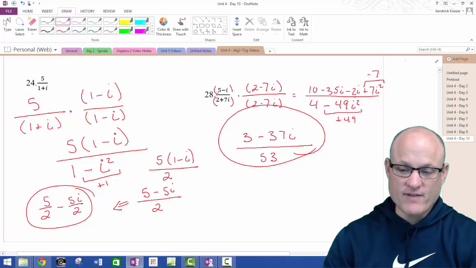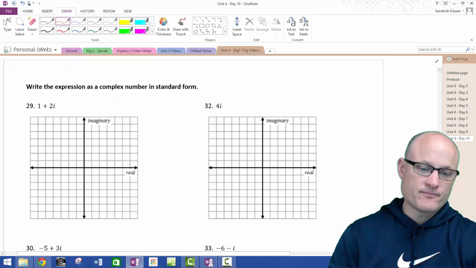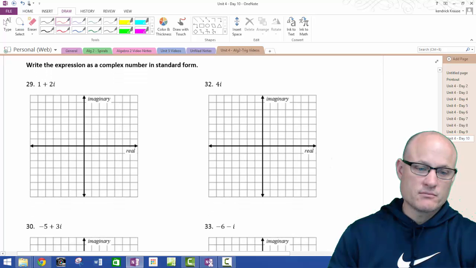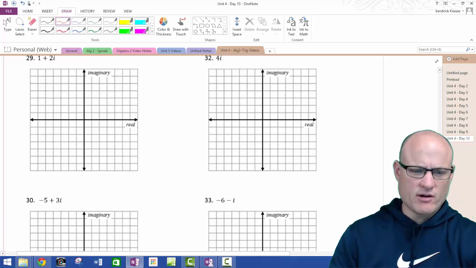All right, let's talk about vectors. Let's talk about graphing real numbers. Write the expression as a complex number in standard form. I'm not sure why I wrote that as directions. That's not the directions. I think I was getting tired by the time I got to these. We're just going to graph these.